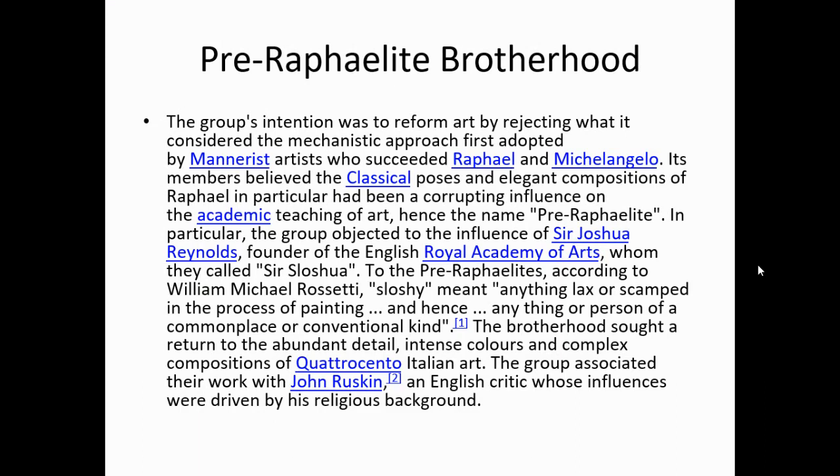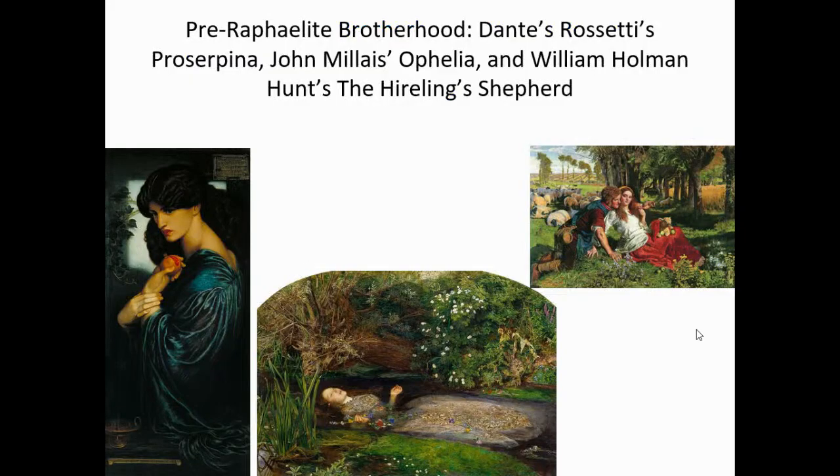But you can read it all here yourself about what they believed and how they were obviously wanting to reject that type of style. So nevertheless, they associated, as you can see down here, with John Ruskin, an English critic whose influences were driven by his religious background. Ruskin was incredibly influential as an art critic in the 19th century. But there it is. So these are the most famous Pre-Raphaelite Brotherhood paintings.